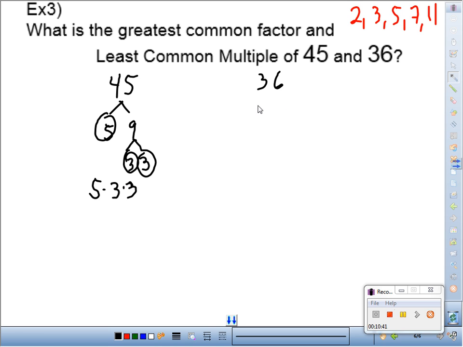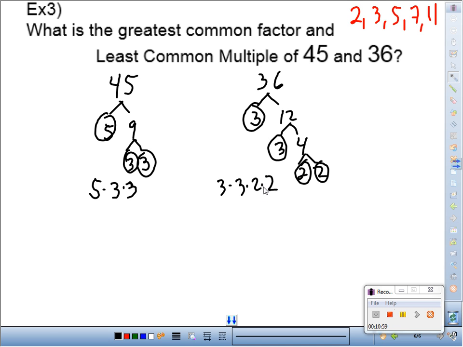Yes. For 36, which of these prime numbers factors in here? 3. 3 times 12. And how about into 12? 3 times 4. And what about 4? 2 times 2. So my prime factors are 3 times 3 times 2 times 2.